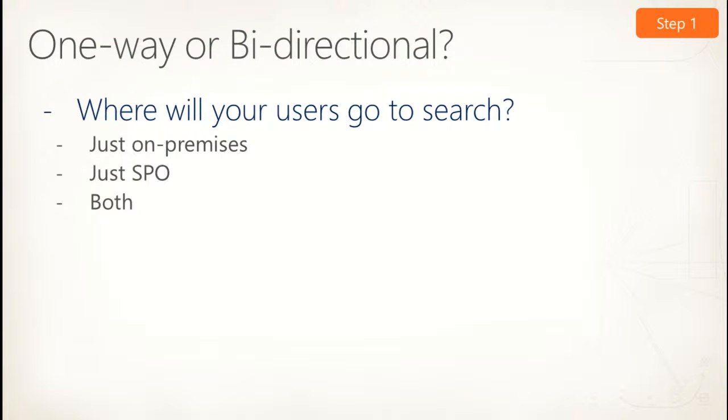So let's go through those 4 steps in a bit more detail. I talked already about the one-way versus bidirectional connection. Ultimately this is about where you are in the life cycle and where your users are most likely to go when they want to find something. The answer could be that pretty much all of them are going to go on premises, or they're all going to go to the cloud, or some are going to go to each location. And that'll help you determine the type of connection that you want to set up.